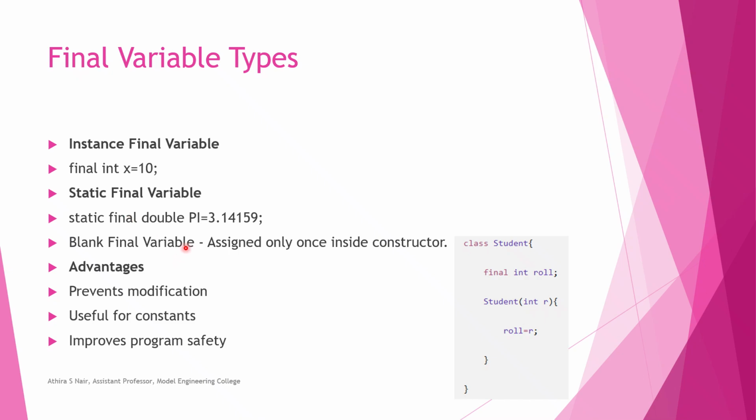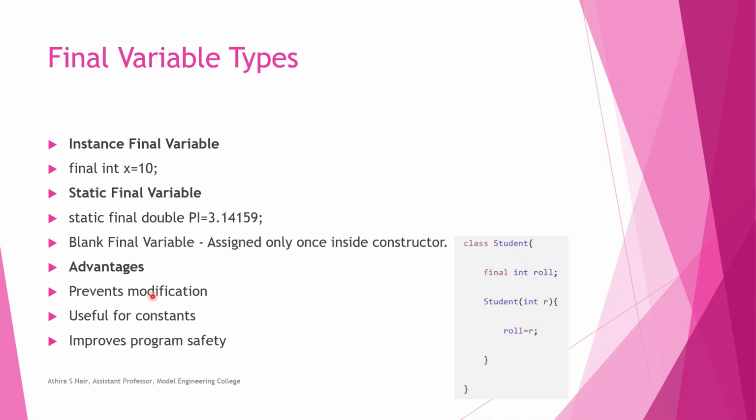Now, there is another interesting case called blank final variable. This is assigned only once inside the constructor. So here roll number is declared final, but it is not initialized at the declaration. Instead, it is initialized inside the constructor. So once assigned, it cannot be changed. So a blank final variable is initialized inside the constructor.